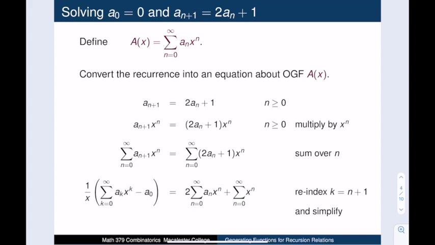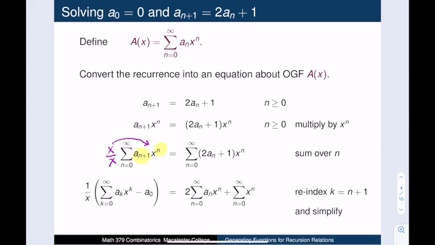The first one is that here we have an a_{n+1}, but the power of x is not n+1, it's x^n. And so I want to fix that by multiplying by x over x, so that I'll pull one x inside to make it an x^{n+1}, and I'll keep the 1 over x on the outside.